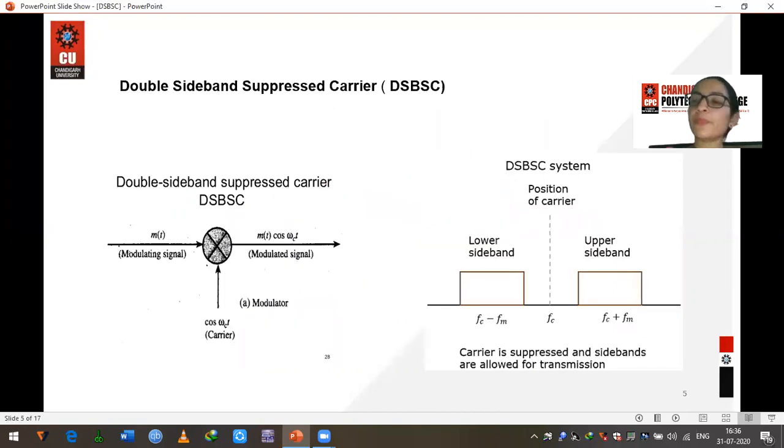On the other hand, how do we generate a DSB-SC signal? The modulating signal m(t) goes to a multiplier, which multiplies the modulating signal with the carrier, and the signal is modulated as double sideband suppressed carrier. The output has a lower sideband and an upper sideband. The carrier is suppressed and the sidebands are allowed to be transmitted.